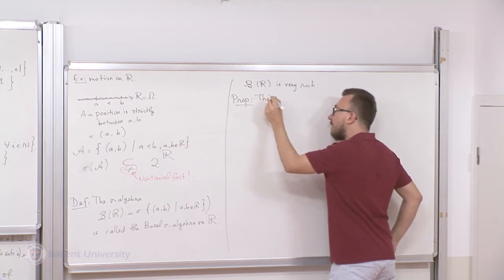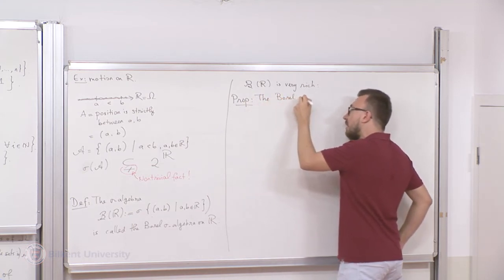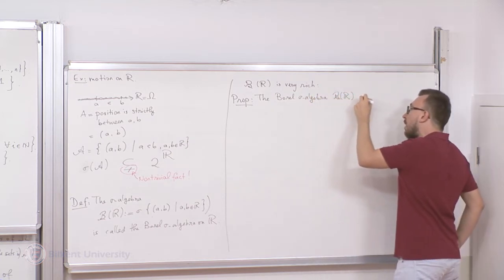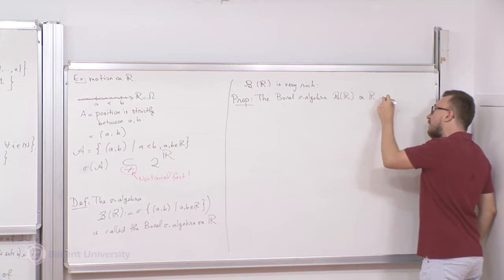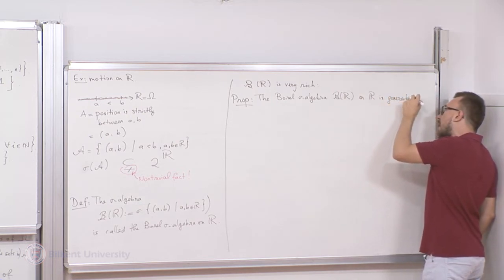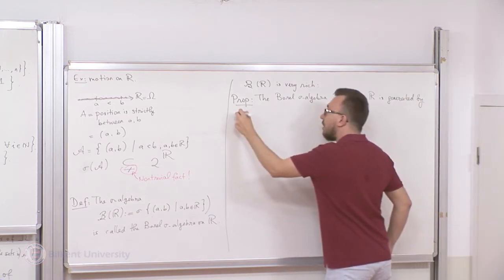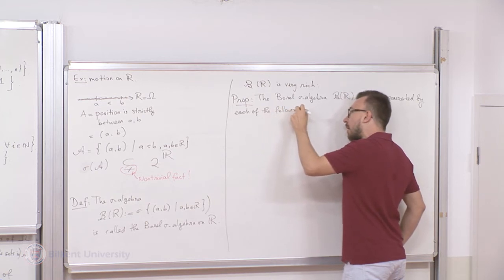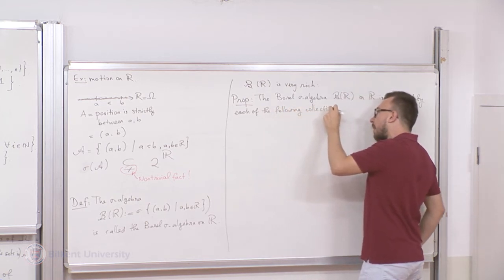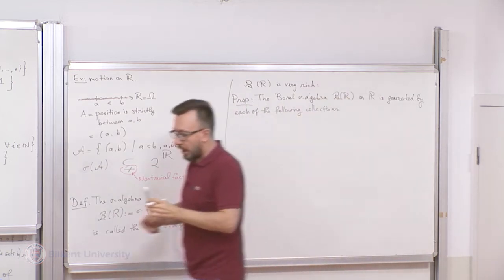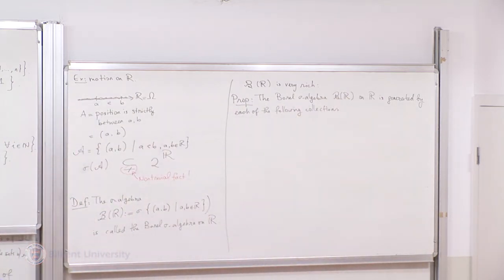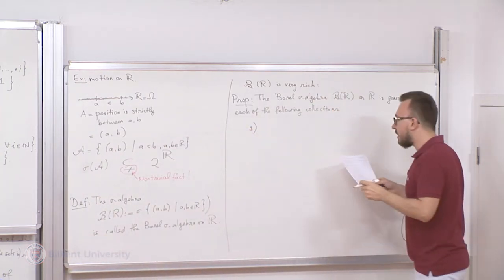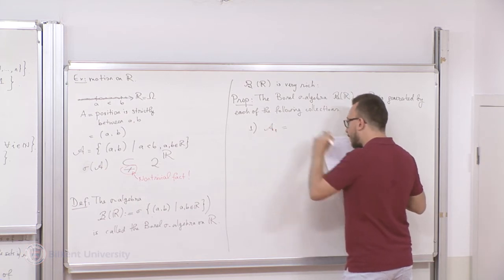The Borel sigma algebra B(R) on R is generated by each of the following collections. Okay, so I'm gonna cheat from my list because there are so many collections and I want to index them in the right way. I mean, not to confuse myself.